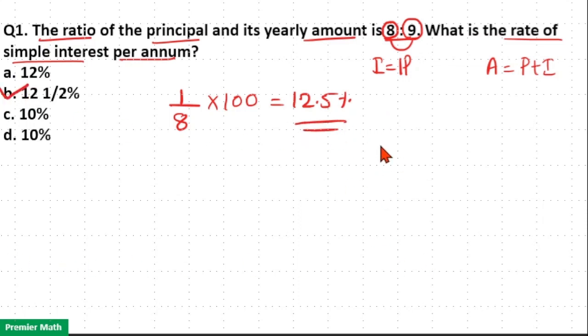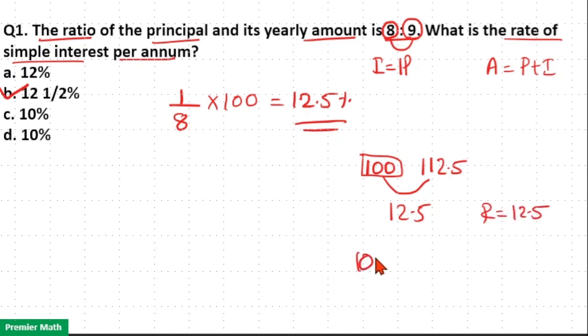For example, if I invest 100 rupees in the bank, after 1 year I got 112.5 rupees. That means the difference between the amount received after 1 year and the amount invested initially is equal to 12.5 rupees. This 12.5 rupees I got from this 100 rupees. So rate is equal to 12.5 rupees.